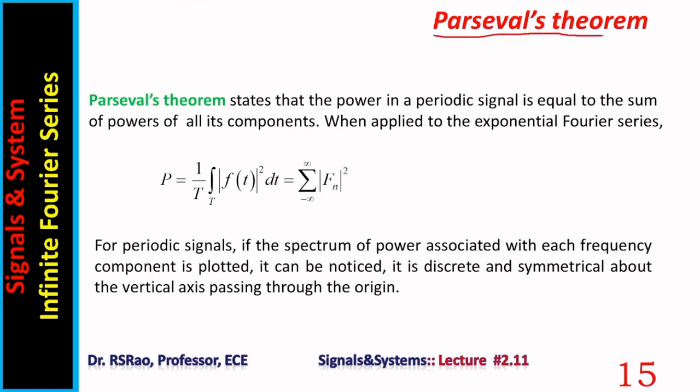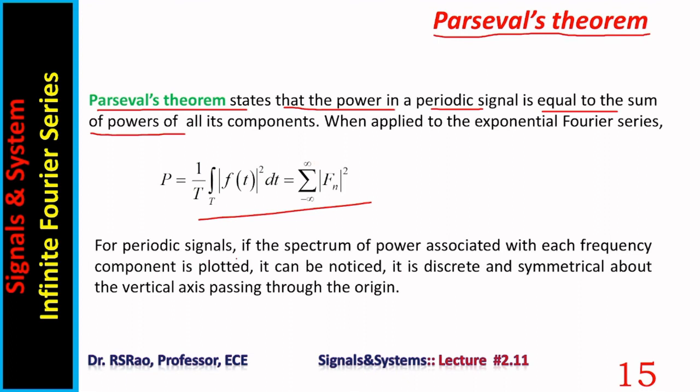There is a theorem, Parseval's theorem. This theorem we encounter in several places in signals and systems. Let us spend some time on Parseval's theorem. Parseval's theorem states that the power in a periodic signal is equal to the sum of powers of all its components. When applied to the exponential Fourier series, it becomes P equal to 1 by T integral over T of f of t whole square dt, which is equal to the sum from minus infinity to plus infinity of absolute Fn whole square.